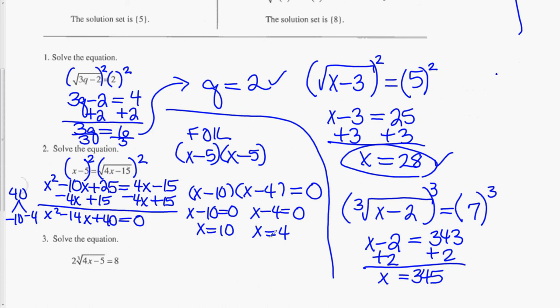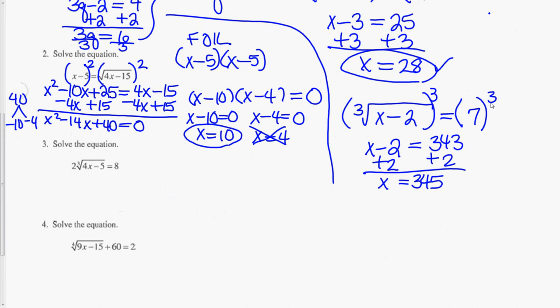But watch what happens when I put the 4 in. 4 minus 5 equals a negative 1. Because I have a negative on the left side, no matter what's going on with this square root, I can't get a negative 1 on the right side. So I have to throw out the 4, and x equals 10 is the only answer that I can use. So be very careful when you get two answers especially.